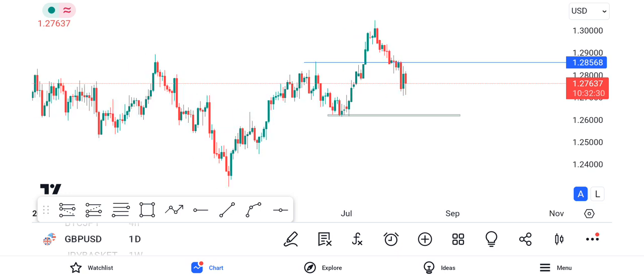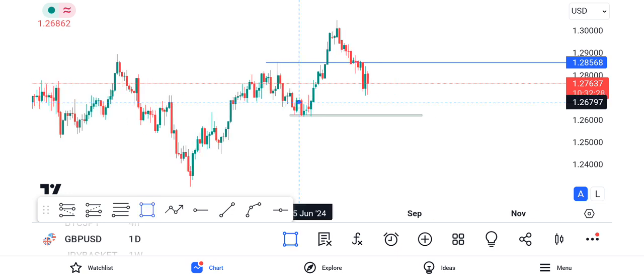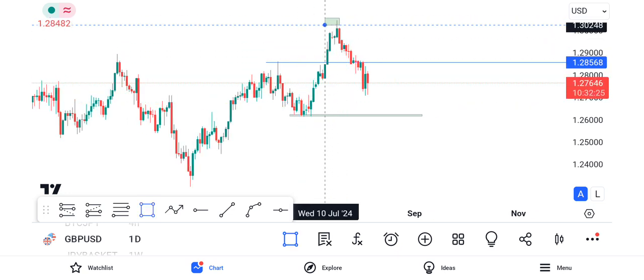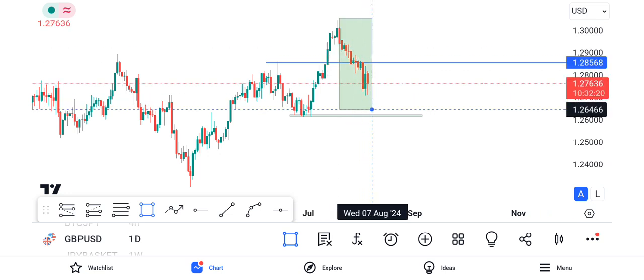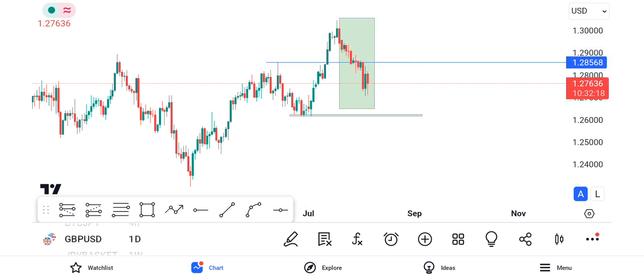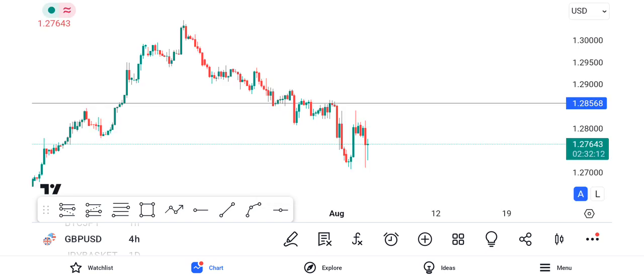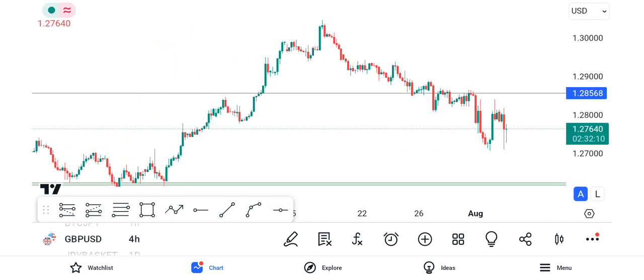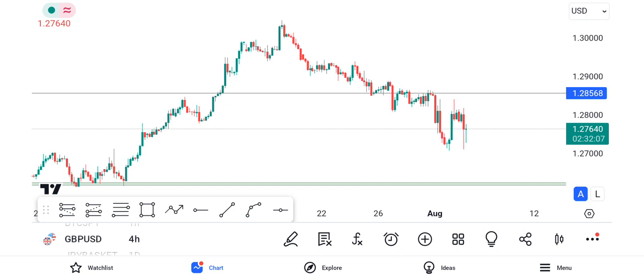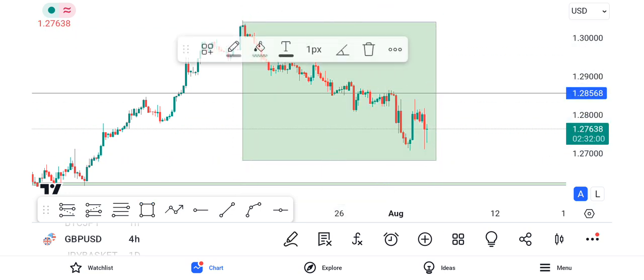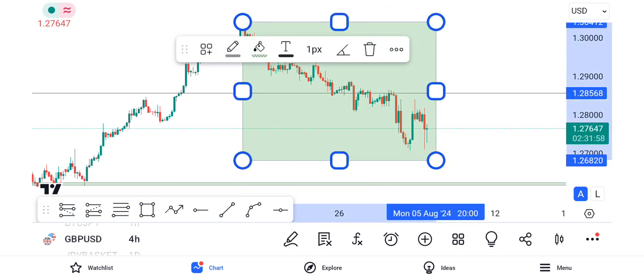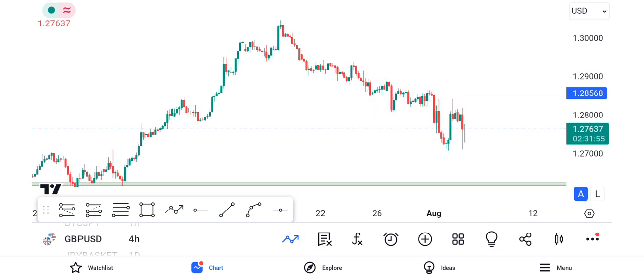You see this move right here on the daily time frame. If we scale down to the 4 hour time frame, it's giving us a structure. This is the move that I just highlighted, on the 4 hour time frame. And as you can see, what's the structure?